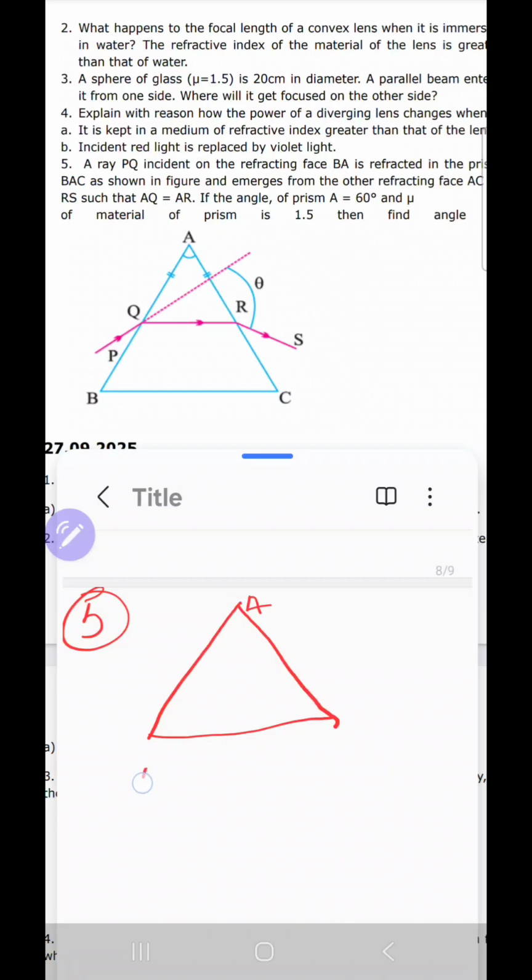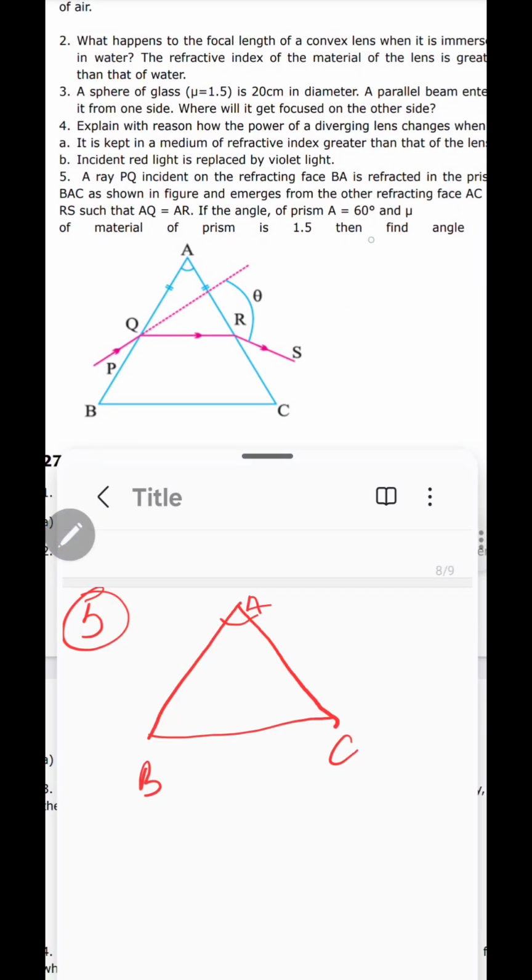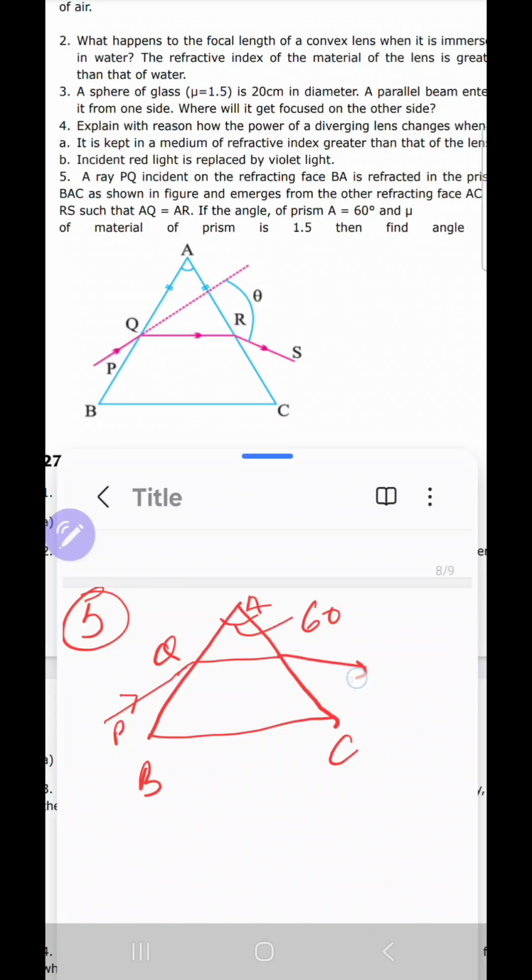This is a prism ABC, and here the prism angle is also given, that is 60 degree. Angle A is 60 degree. One ray of light is falling here. Incident ray of light is PQ. It gets refracted here, and RS is the emergent ray. And when this is extended in this direction, now as per the question, AQ is equal to AR. Here AQ and AR, they are equal.